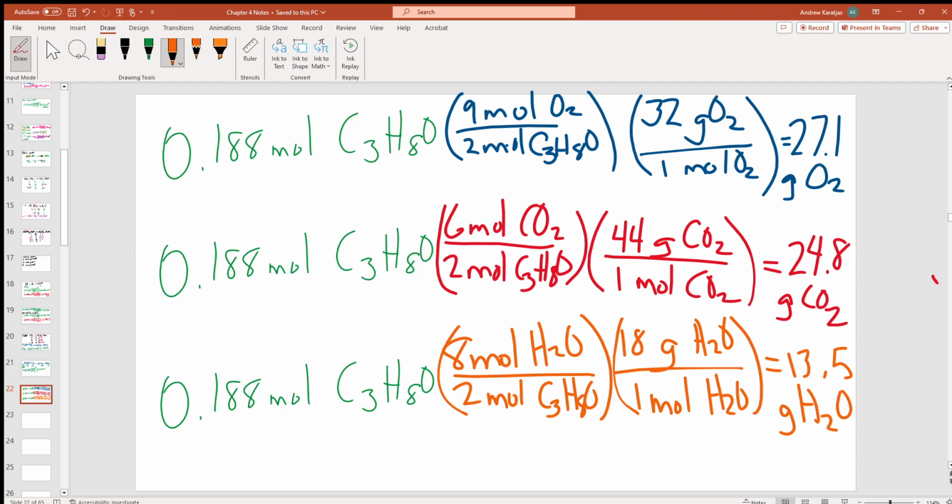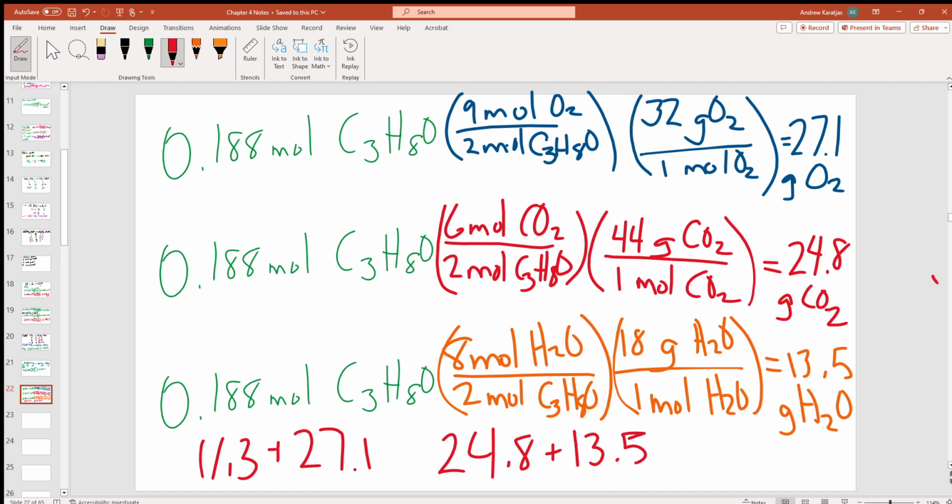One other thing to note, if you think about conservation of mass, we should have the same amount of mass on both sides of the equation. And our amount of carbon dioxide we started with 11.3 grams. So our starting material side had 11.3 plus 27.1. On our product side, we have 24.8 and 13.5. Do those give us the same amount? So 38.3 on the right, 38.4 on the left. So it seems like maybe they're a little bit off, but it's safe to say if we're that close that the difference is based on rounding.